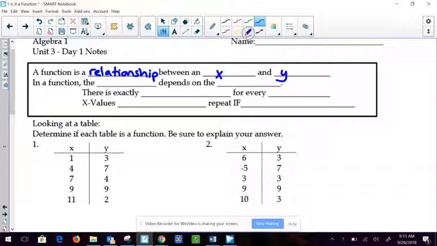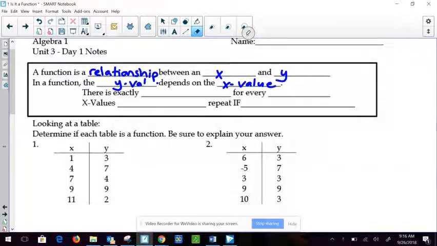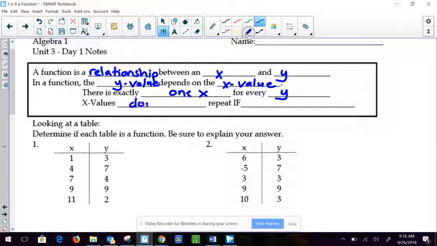And here's the key. In order for it to be a function, the y value depends on the x value. So keep in mind that there is exactly one x for every y. Another way to look at it, x values don't repeat. So they don't repeat if it is a function.